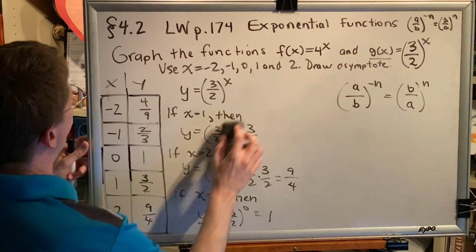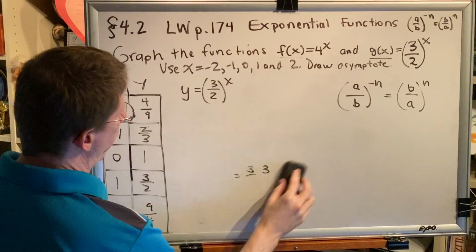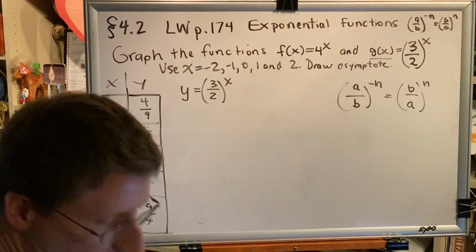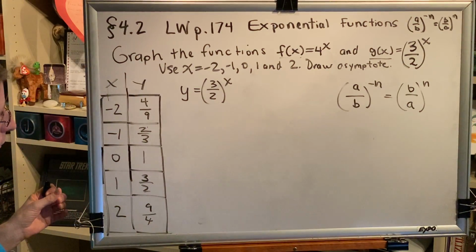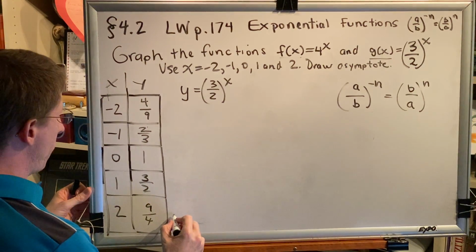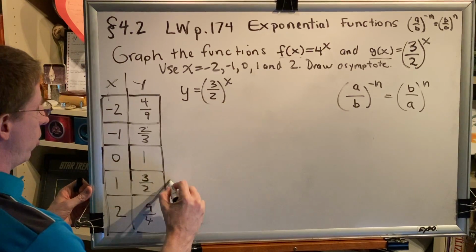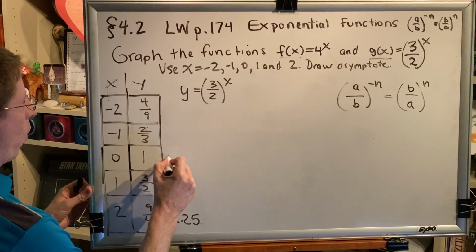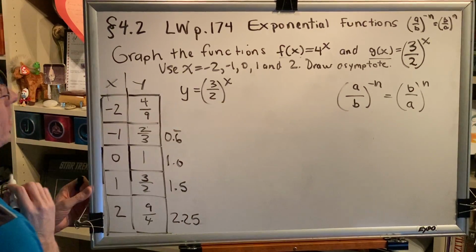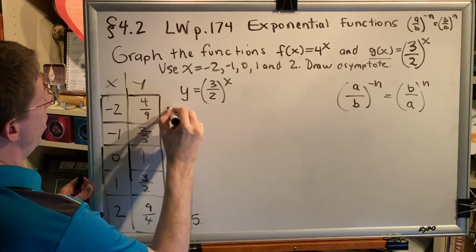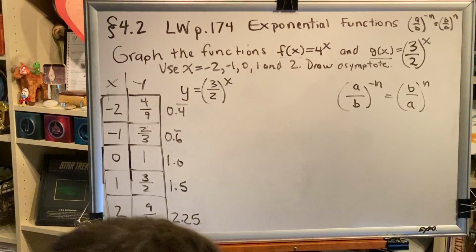Okay, so now that we have all of the points in our table, we're pretty much ready to create our graph. I would like to get some decimal approximations for some of these fractions because it'll just make it a little bit easier for us to graph. 9 divided by 4 is equal to 2.25. 3 divided by 2 is 1.5. 1, of course, is just 1. 2/3 is 0.6 repeating. And 4/9, I'm pretty sure, is 0.4 repeating. But I'll verify that.